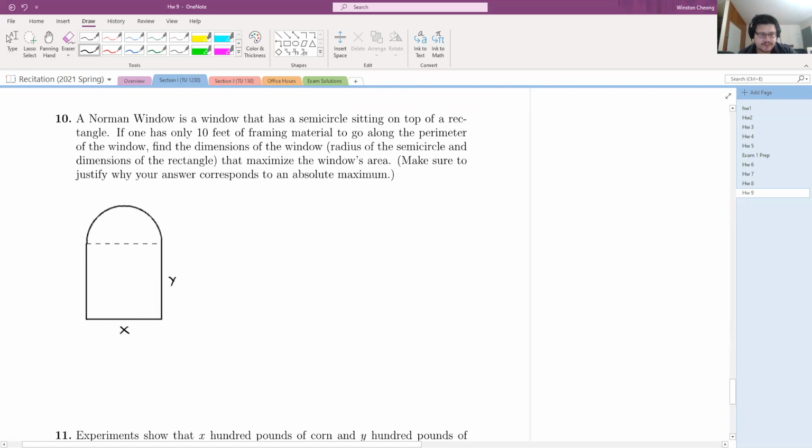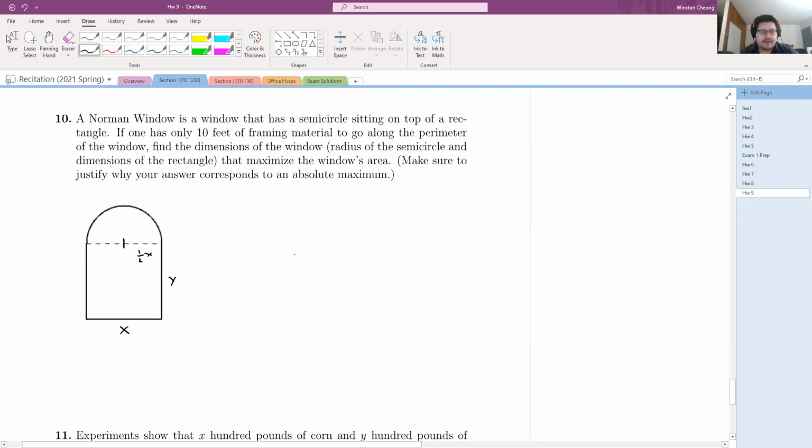I called this guy X. Like I called the horizontal length of it X. I called the vertical length of it Y. So it's important that this thing that looks like a square is actually not a square. It's a rectangle instead. And I think we'll need to consider the half circle as well. So radius is 1/2 X.